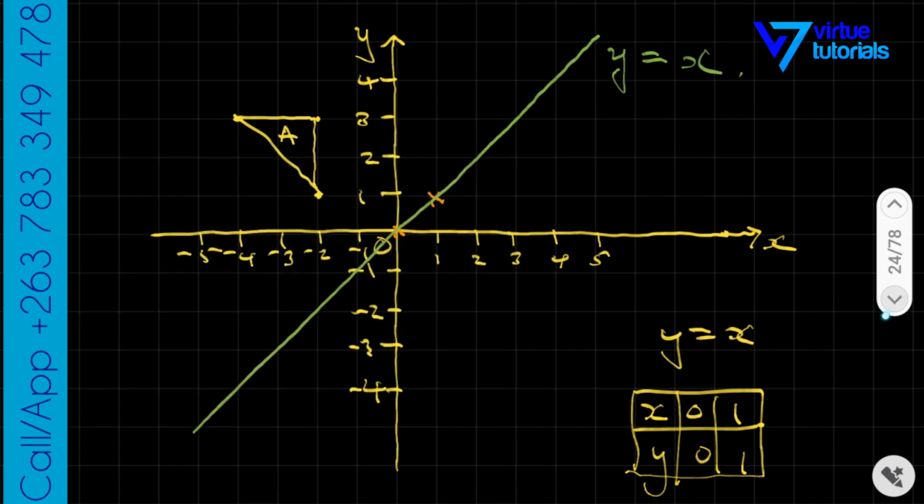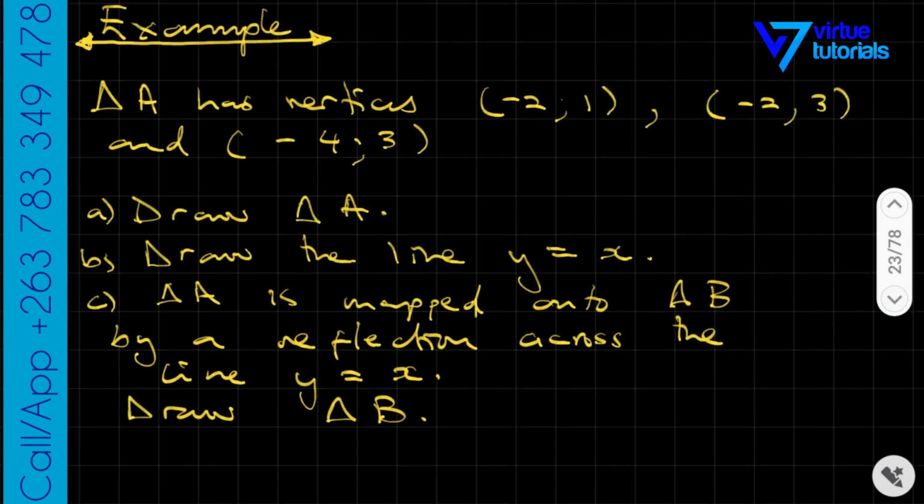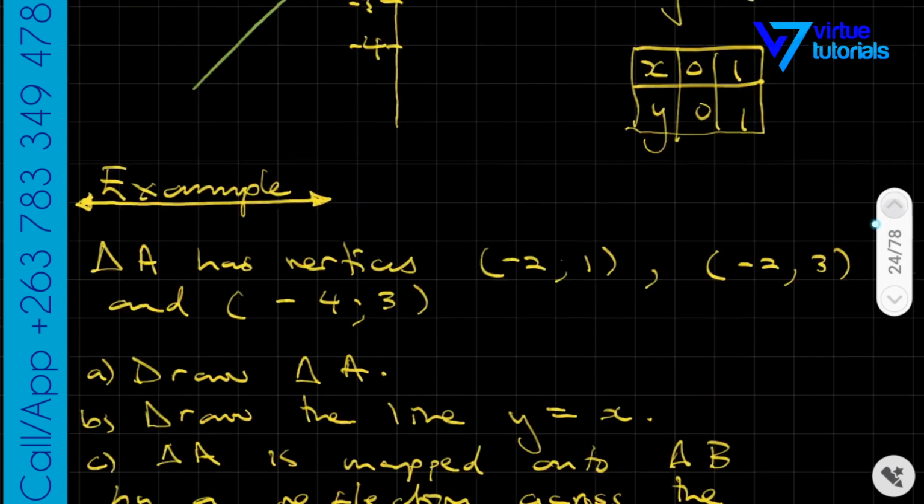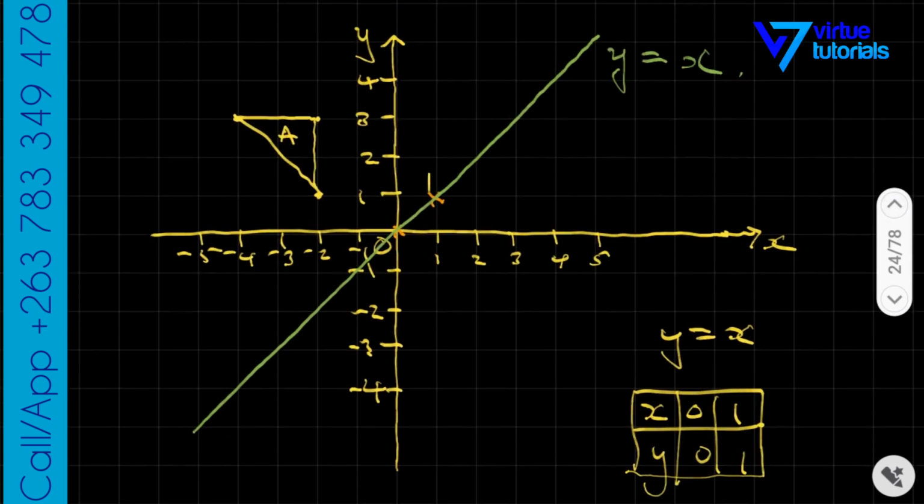So triangle A is mapped onto triangle B by a reflection across the line y is equal to x. Draw triangle B. So now our line of reflection, or our mirror line, is the line y is equal to x.